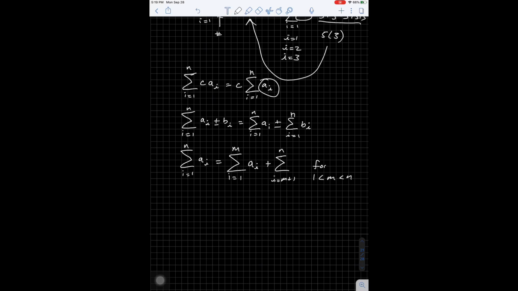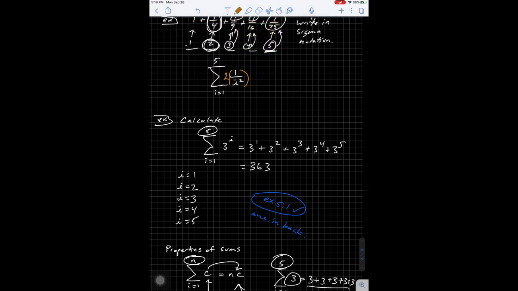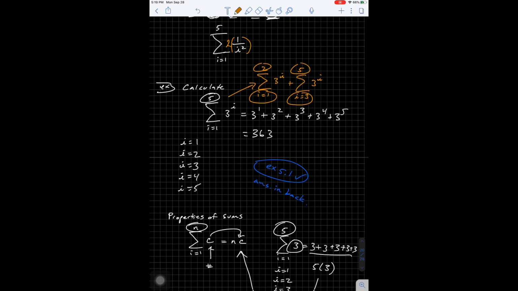So basically you can split the sum anywhere you want. Okay, so let's go back to one of these examples that we had, like this guy here. This is equivalent to the sum i equals 1 to 2 of 3 to i plus the sum i equals 3 to 5. I can do it in pieces like that. As long as I hit all of the i values all the way up to 5, you can split it into two sums. Okay, those are the properties.